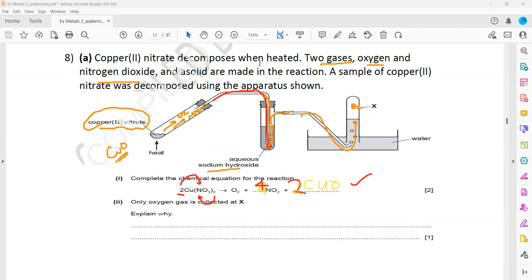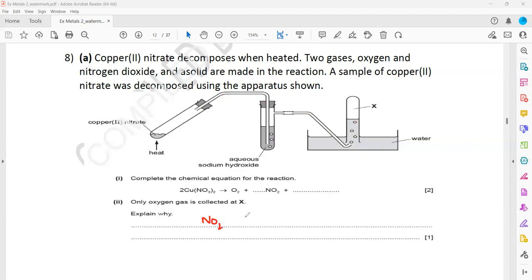Only oxygen gas is collected at X. What is the reason why we collect only oxygen gas? Because the nitrogen dioxide, that's acidic oxide, reacted with sodium hydroxide, which is alkaline solution. So nitrogen dioxide is acidic, and as a result, the acidic oxide will react with sodium hydroxide or an alkali.